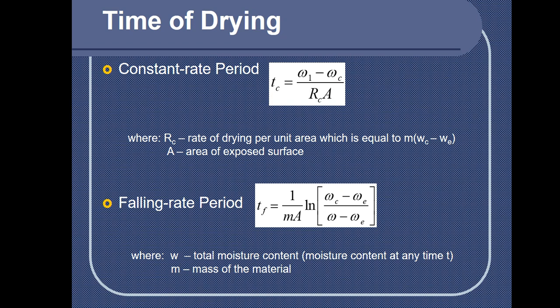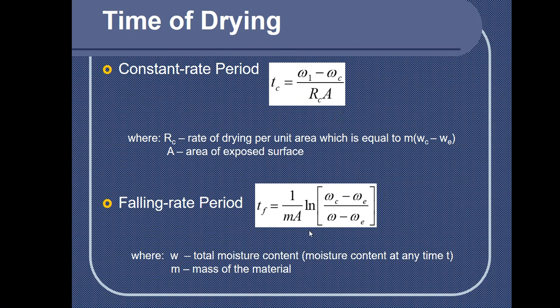of the air-water mixture or water vapor mixture. R sub C is the rate of drying per unit area, which is equal to simply the product of the mass and the difference between the critical moisture content and the equilibrium moisture content. These two, I think, will be defined in the next slide. So this would be the time for the constant rate period.